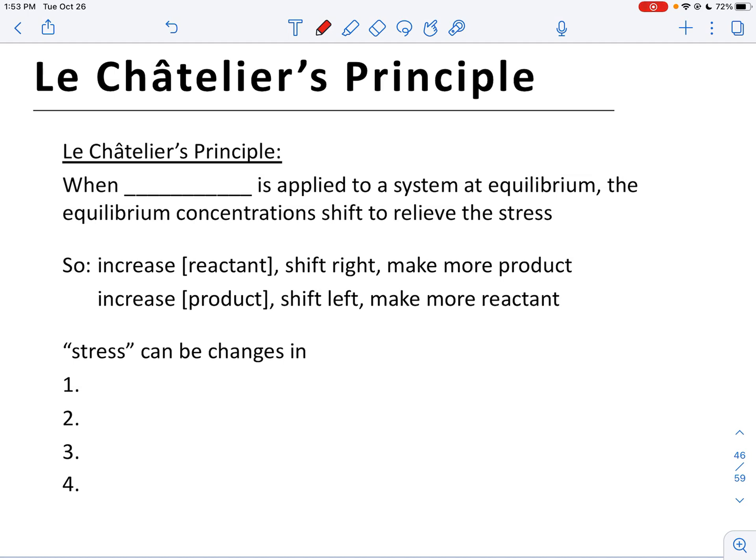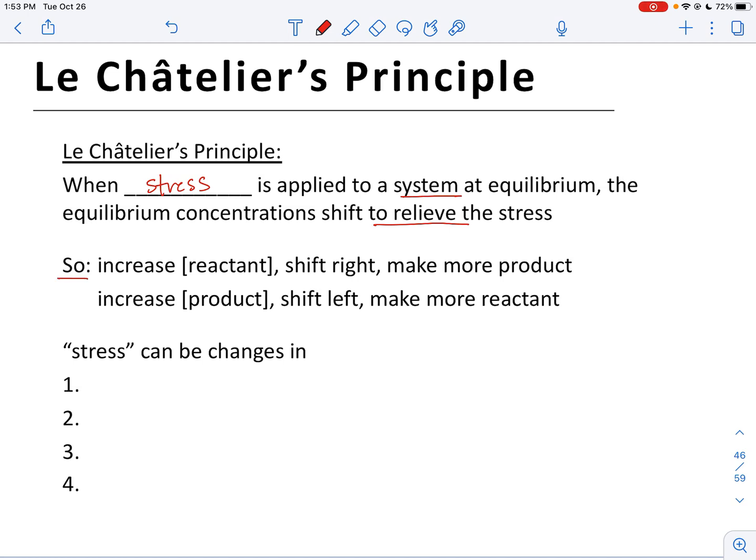It's kind of a component of equilibrium, so it's talking about when you have a system at equilibrium and you make changes, what happens to your reaction. So what LeChatelier's principle says is this: when stress is applied to a system at equilibrium, and when we say system, we mean a chemical reaction, the equilibrium concentrations shift to relieve the stress, okay? So we're going to talk through several examples of first what stress can be, and then several examples of how equilibrium may shift when stress is applied, okay?